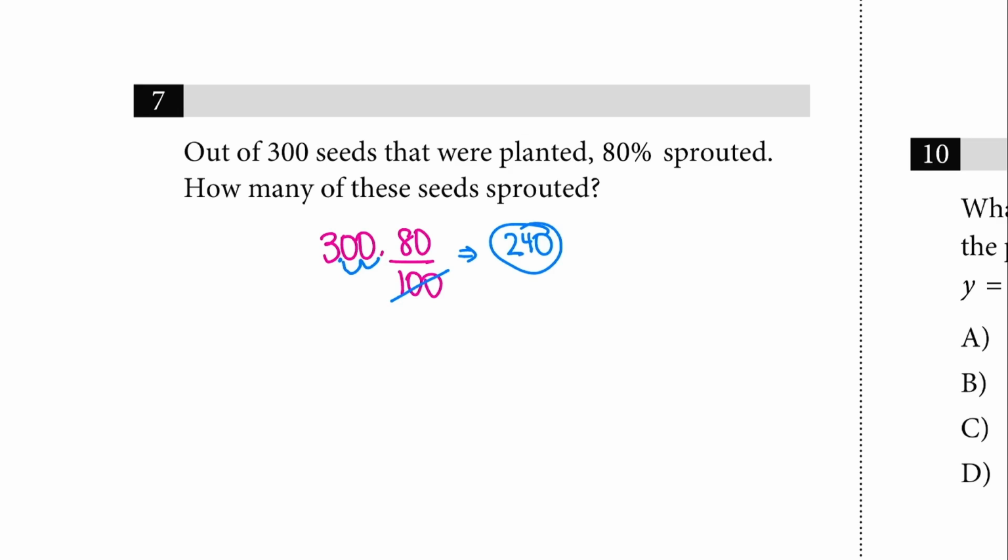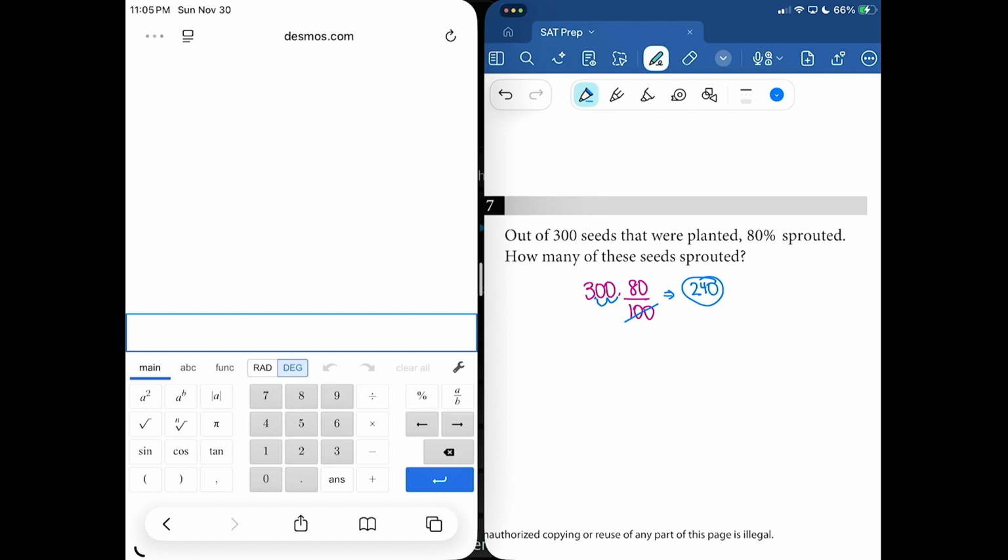Now I'm going to take you over to Desmos and show you how easy this is. In Desmos, they actually have a percentage button. So you can just literally type in 300 times 80%, and it's going to give you 240 as an answer. So if you know that you're not great at percentages, this makes it so much easier for you.